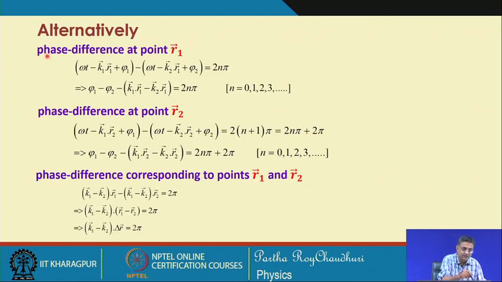Under this consideration, the phase difference at point r 1 could be anything, and the phase difference at point r 2 could be anything. If the difference is twice n pi in one case and twice n pi plus 2 pi in the other, effectively the phase difference is only 2 pi. If I plug in that condition, then again we will get k 1 minus k 2 dot delta r equal to twice pi.